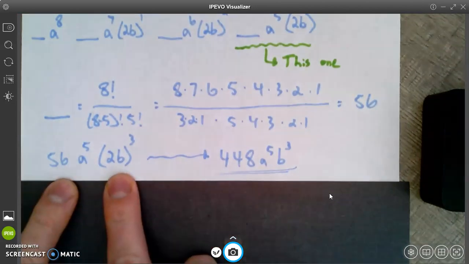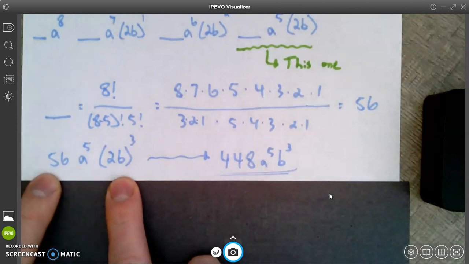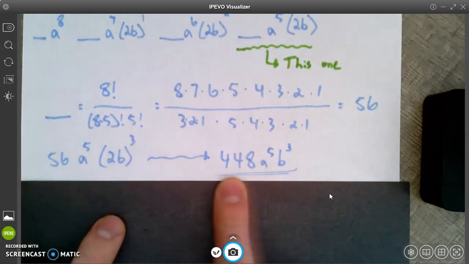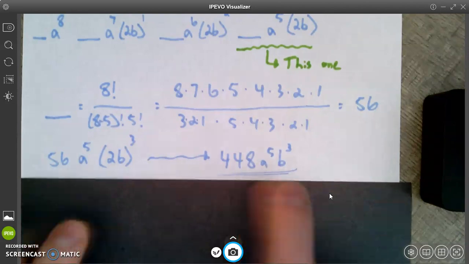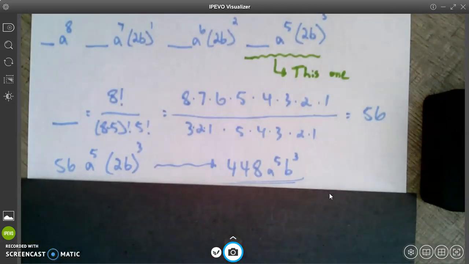This is what we have when we found the 56. I'll do 2 to the third. 2 to the third is 8. 8 times 56, 448. Then we have our a to the fifth, b to the third. That would be the fourth term of the sequence without having to expand this thing all the way. Okay, we're taking our little shortcuts with that.